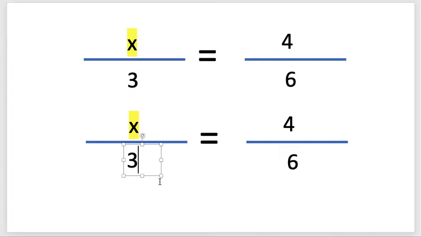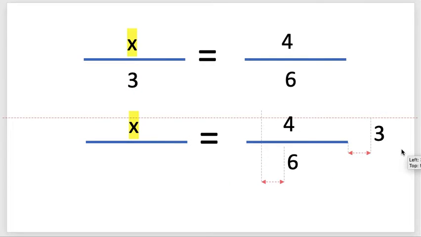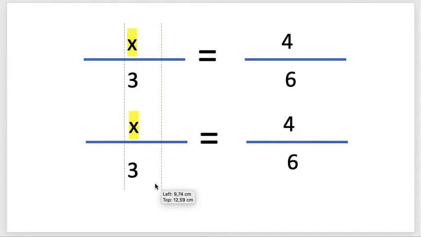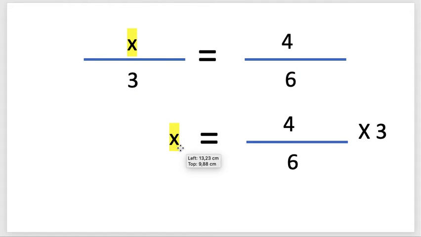A quick trick of doing this is just moving the denominator from one side of the equation, and then when it goes to the other side, it becomes a numerator. So this is the step you need to remember. This is times by 3. So now this is no longer a fraction, or a fraction that's necessary to write down, and x is equal to 4 divided by 6 times by 3.